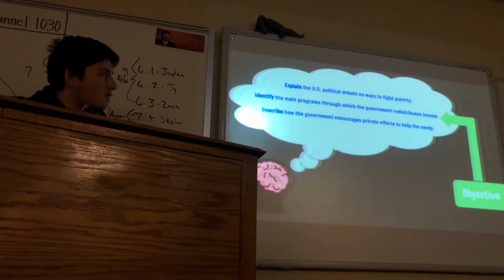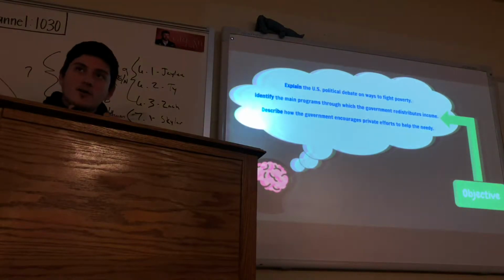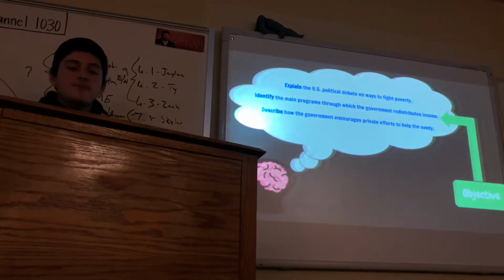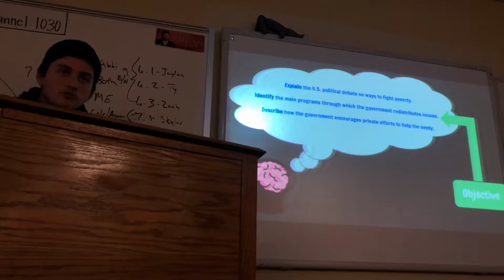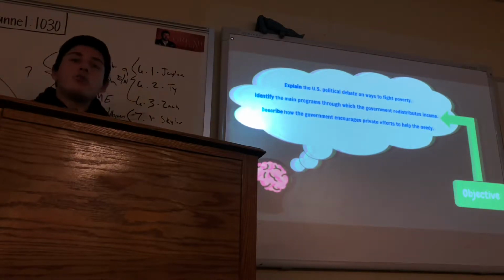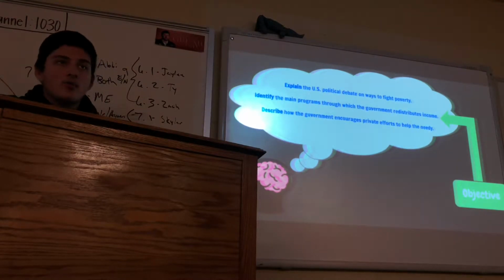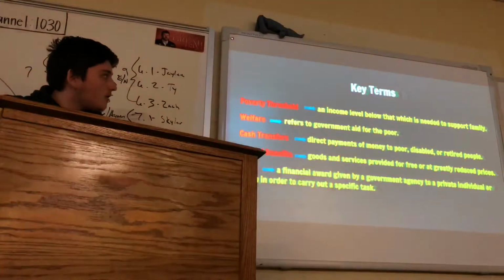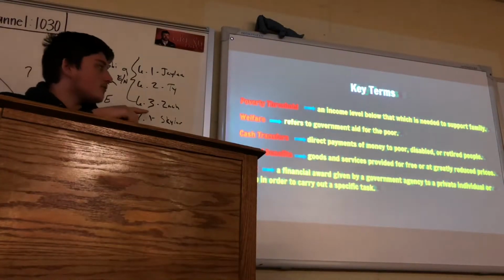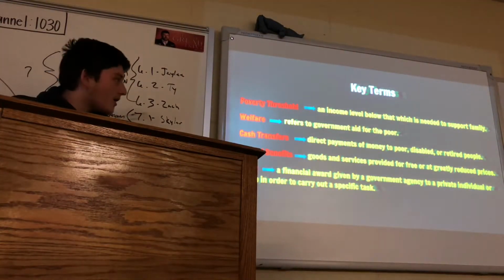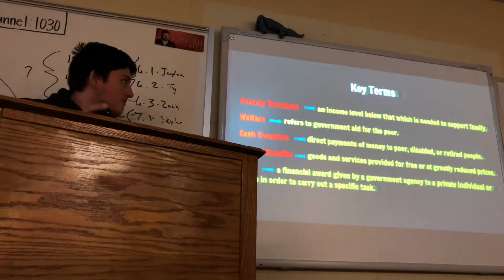Two, identify the main programs through which the government redistributes income. You're going to learn about TANF, more about Social Security, unemployment insurance, and workers' compensation. These are the key terms that you'll need to write down in your notes, so go ahead and pause the video right now and write your key terms. I'll go more in depth on these throughout the presentation.